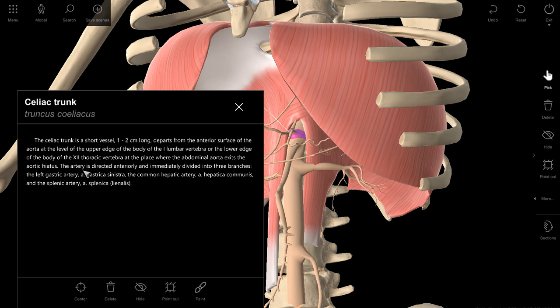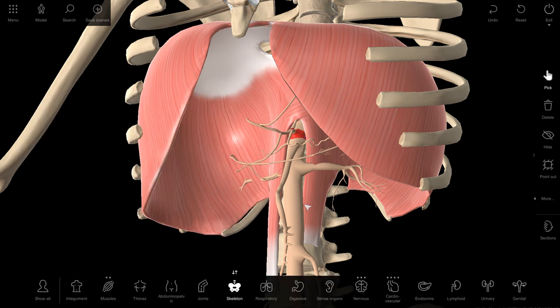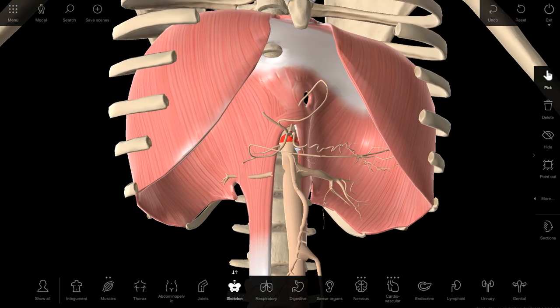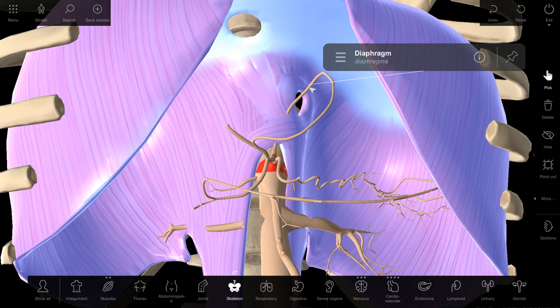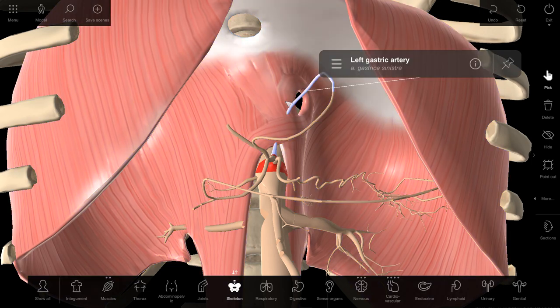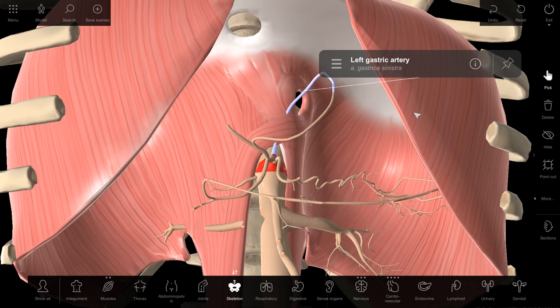This artery is directed anteriorly and immediately divided into 3 branches. The left gastric artery, arteria gastrica sinistra, the common hepatic artery, arteria hepatica communis, and the splenic artery, arteria splenica or arteria lienalis. Let's find them. So truncus celiacus divides into 3 branches. This is left gastric artery, arteria gastrica sinistra.